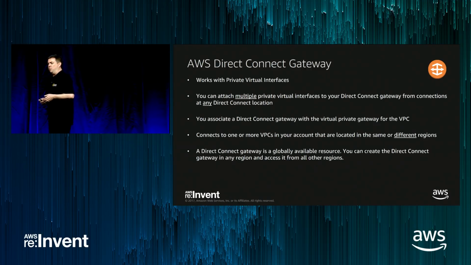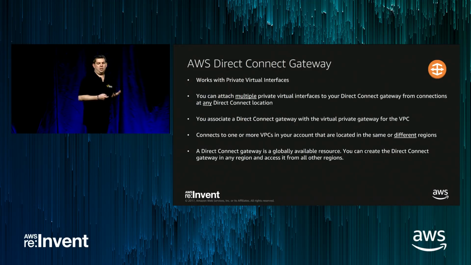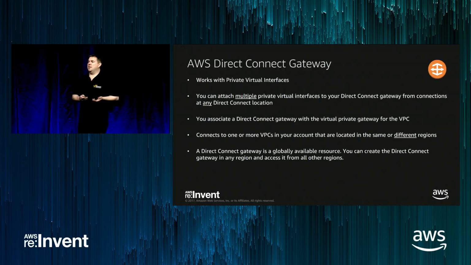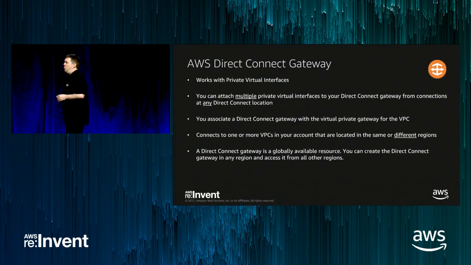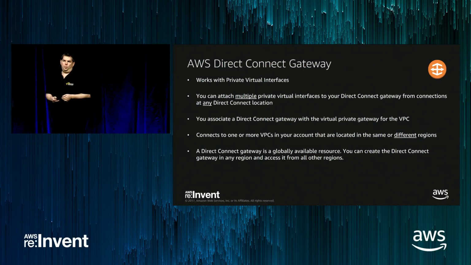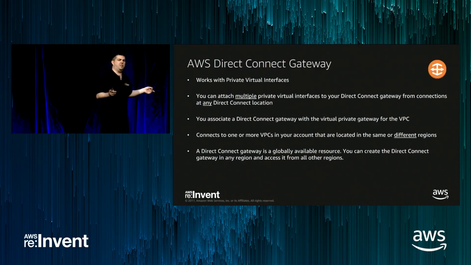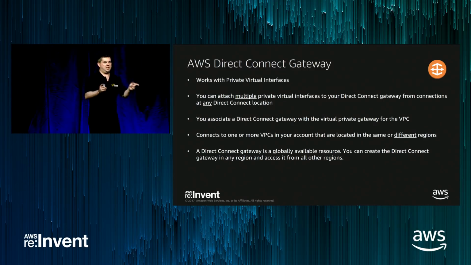And the first thing to remember is that you can attach multiple private virtual interfaces to a Direct Connect Gateway. It is a new global object that we have created, and you can actually attach these virtual interfaces from any of our Direct Connect locations. So if you have a connection perhaps in Europe to one of our colo providers there, or perhaps to another colo provider in the US, you can attach a virtual interface on both of those connections to the same Direct Connect gateway.